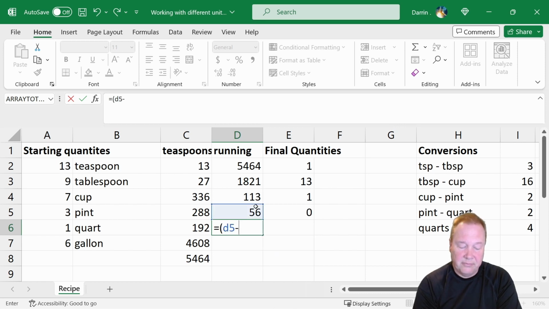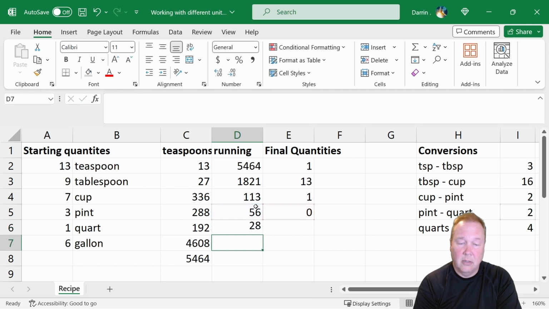D5 minus E5. And it's 0, but I'm putting it in there anyway because I can change the numbers that way, and it'll change this for me automatically. Divided by I5. So I have 28 quarts.